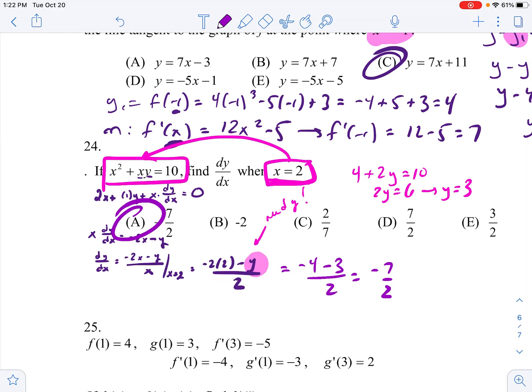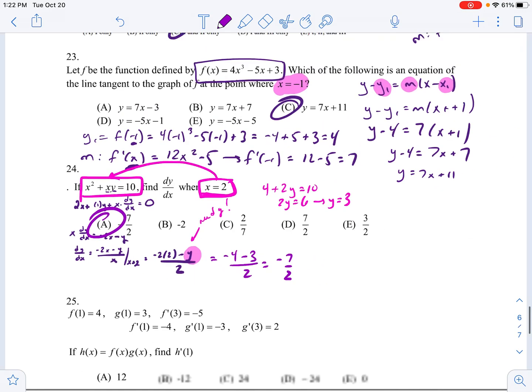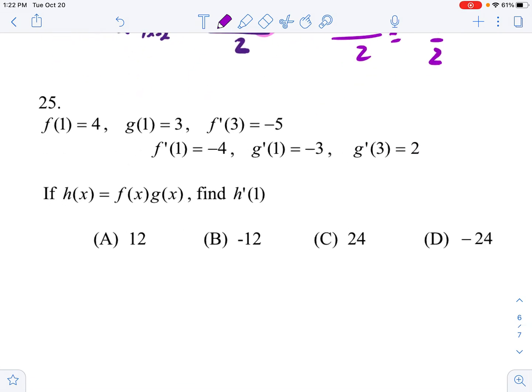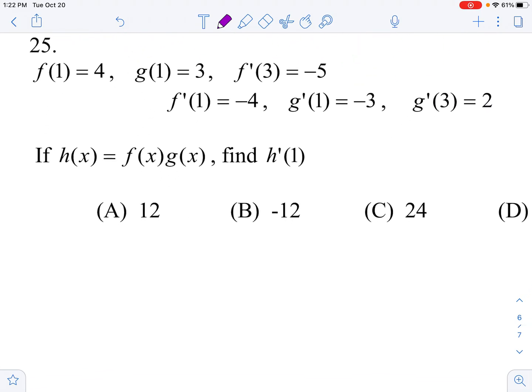Again, watch those sneaky little products with the implicit differentiation, very common. And last but not least, we're given some values, f of 1, g of 1, so on and so forth. If h of x is f of x times g of x, find h prime of 1. This, again, is product rule. Okay, but we don't even have any actual real functions to sub in. We're just going to go through the product rule using the function notation.